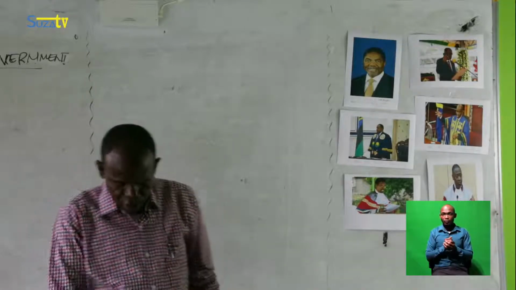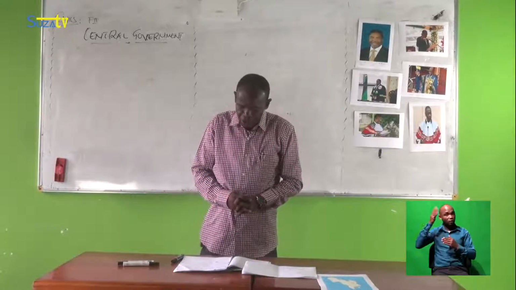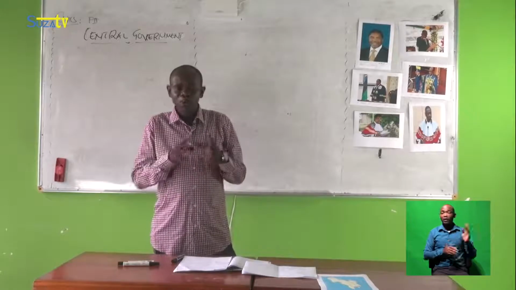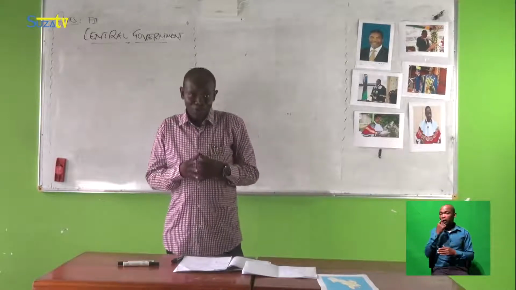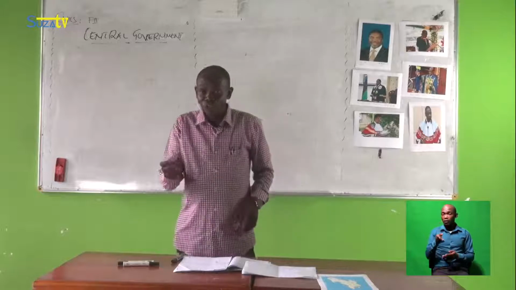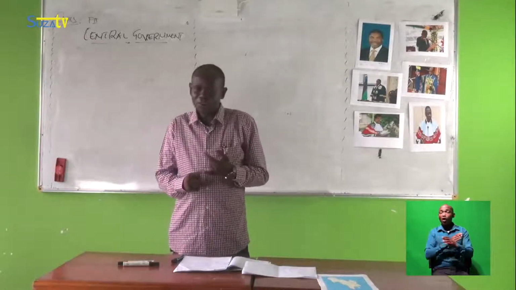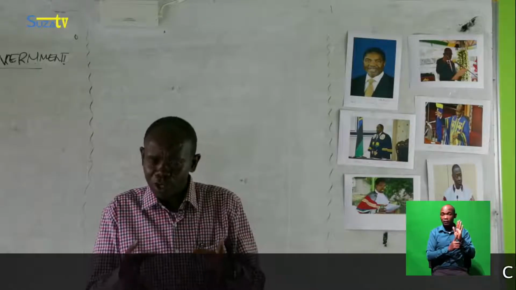Now, let us look at another thing concerning the central government. It is all about the arms of government. The central government comprises arms. In other words, an arm of government we call an organ of government. First of all, I want to ask you, do you know any organ of government? You have already learned about organs of government in Form 1, Form 2. When you were in Standard 6, you learned about it, although you were learning in Kiswahili, it is all about the organs of government. Can you mention any organ of government?